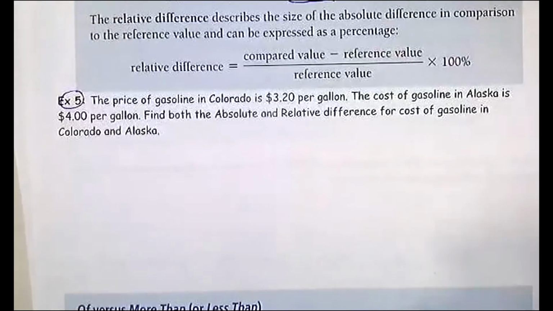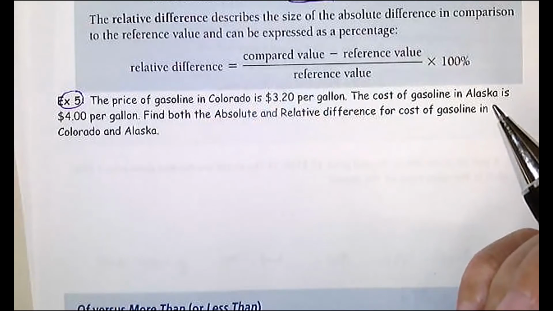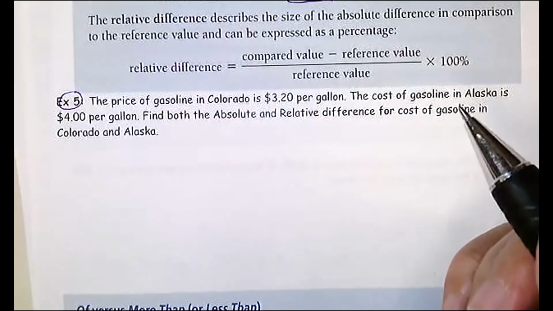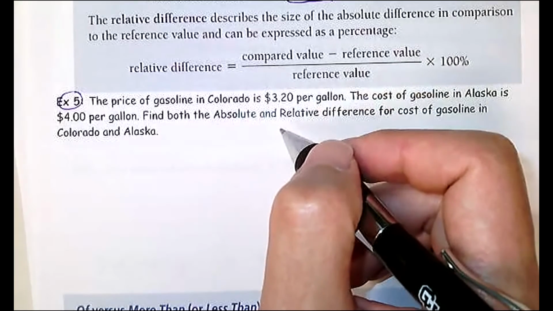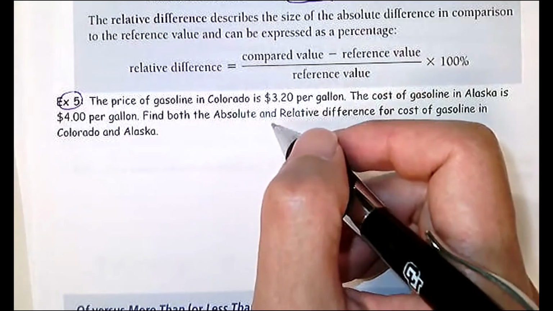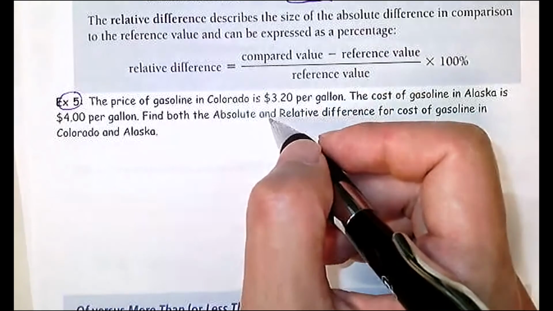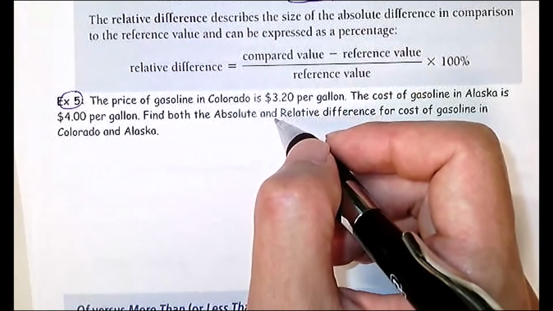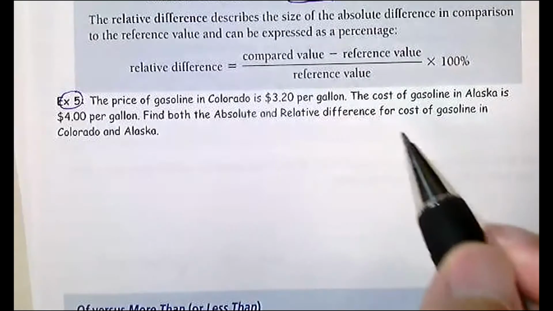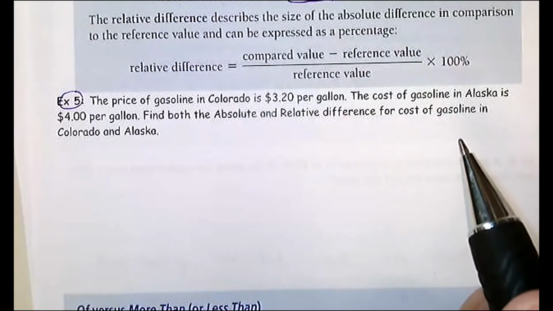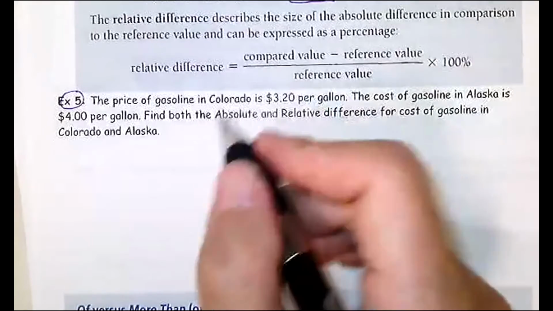Okay, can anyone give me some hints how to do this question? I need a brave man or brave woman to help me on this one. Who can help me? I'm not sure if I'm right about the compared value and reference, but I got for the compared value 4 minus 3.20. Okay, $4 minus $3.20. Good.